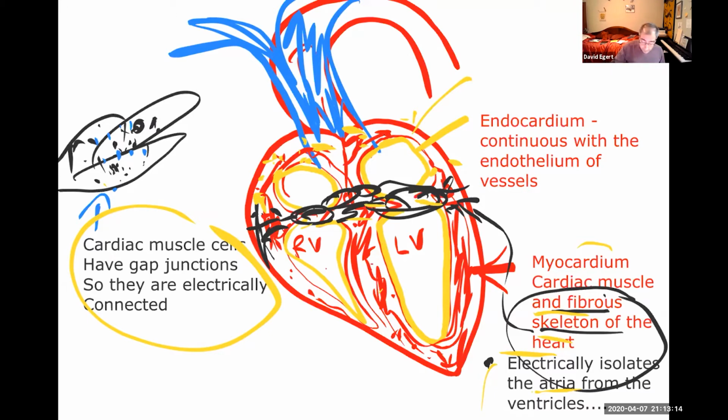Are you saying the fibrous skeleton is the one that does that? Yeah, it's connective tissue that separates the cardiac muscle cells of the atria from the cardiac muscle cells of the ventricles. Okay, thank you.